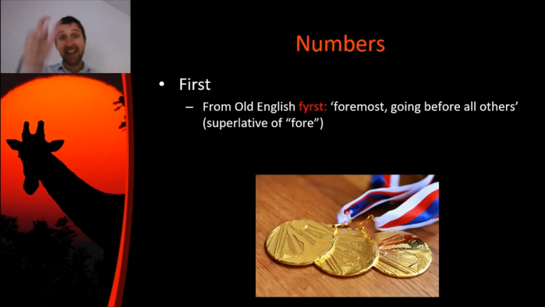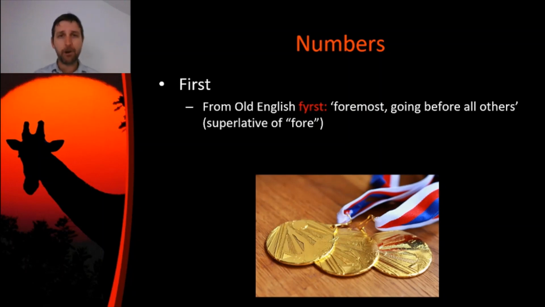It had that est ending that we still have today in English that means the strongest, the fastest. This was the foremost. That's actually the etymology of first. It's the most forward. And originally it didn't necessarily mean first in the number sense. It just meant foremost or going before all others. And you can see how that would come to mean first. If you're first, you're ahead of everybody else, right?